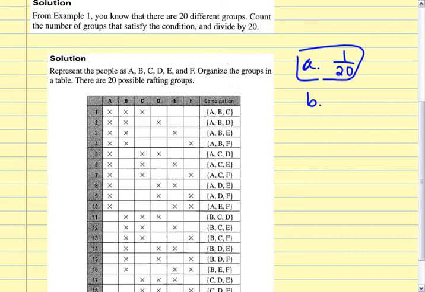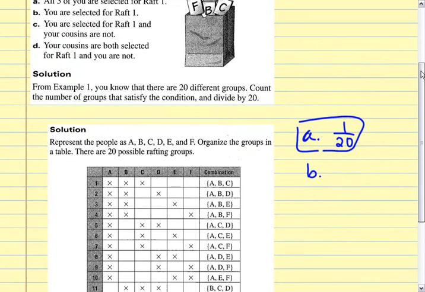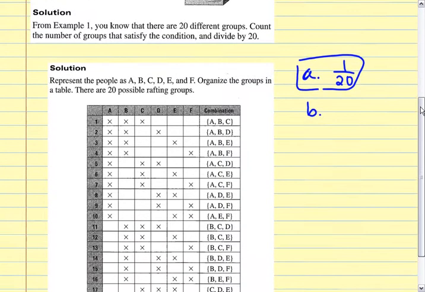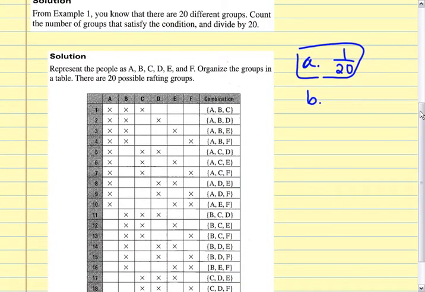Let's look at the question for B. B says, you are selected for raft 1. Well, wait, what's my letter, Reagan? What's my letter? It said, or U. A is, all right. Well, how many of these combinations have A for raft 1? Maggie? 10 of them. So what's the probability, Paris? It's 10 out of 20, which equals 1/2, which is what you just said.